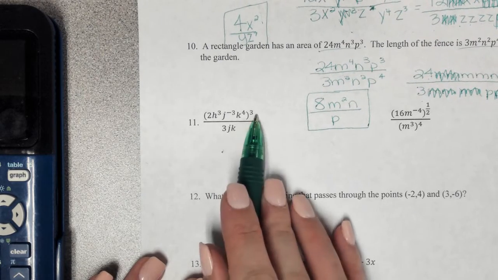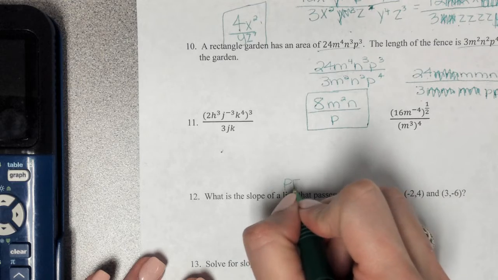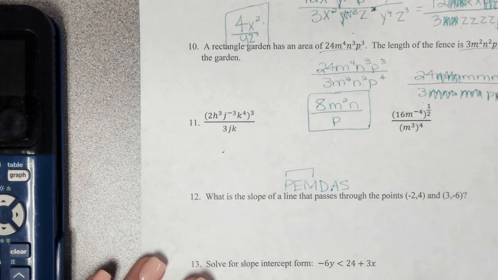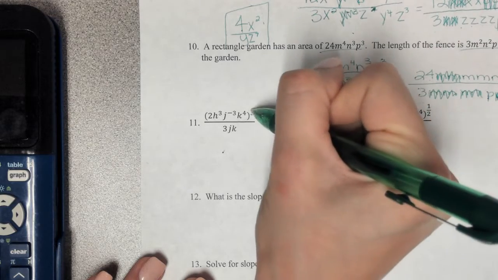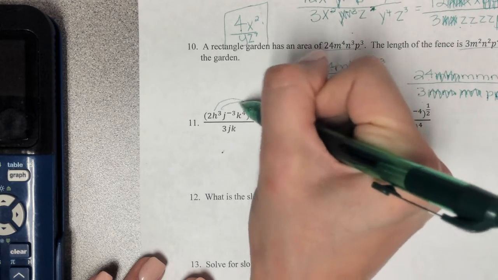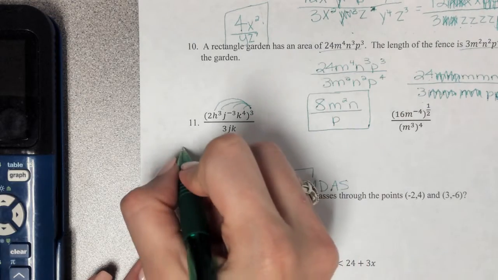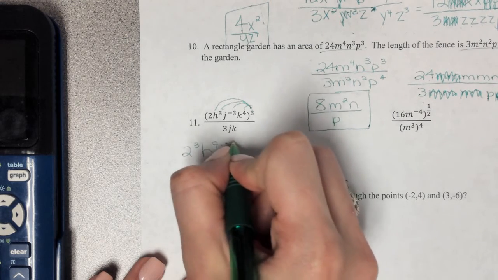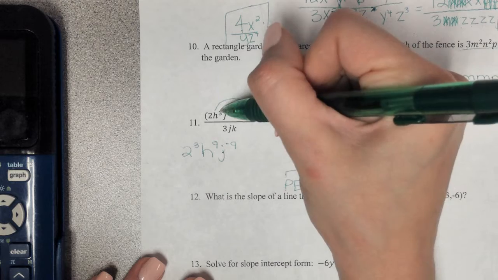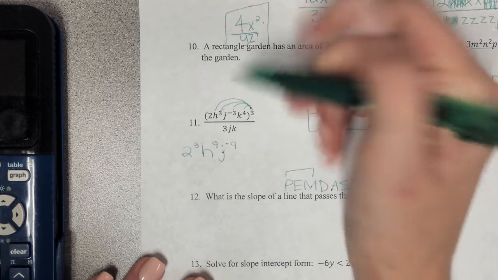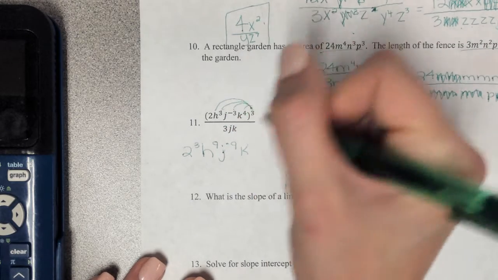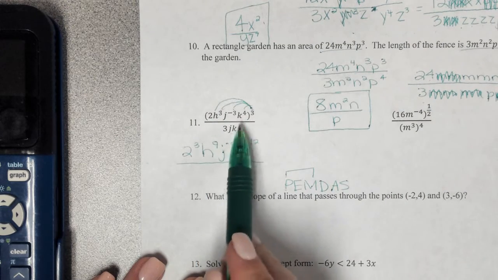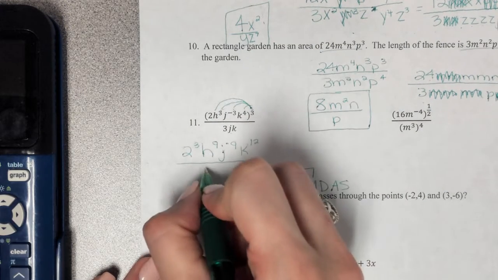On 11, anytime you have parentheses, you're multiplying this exponent. You are distributing this exponent to every single thing in here. So this would give me 2 to the 3rd, h to the 9th, j to the negative 9th, because I'm multiplying. 3 times 3 is 9, 3 times negative 3 is negative 9, k, 4 times 3 is 12. We don't distribute it to the bottom because the bottom's not in the parentheses.